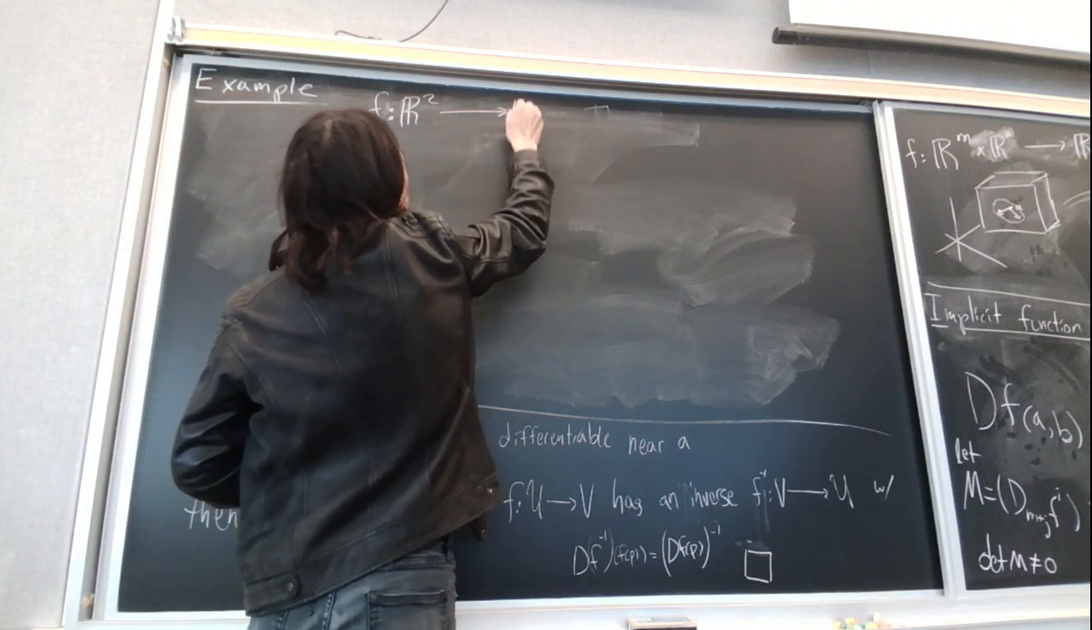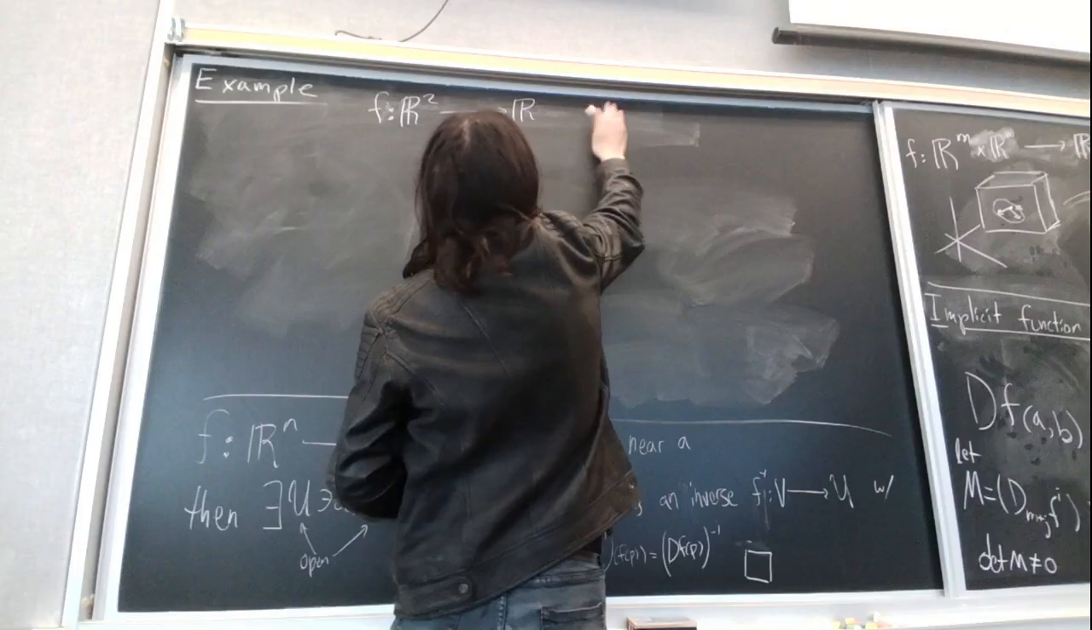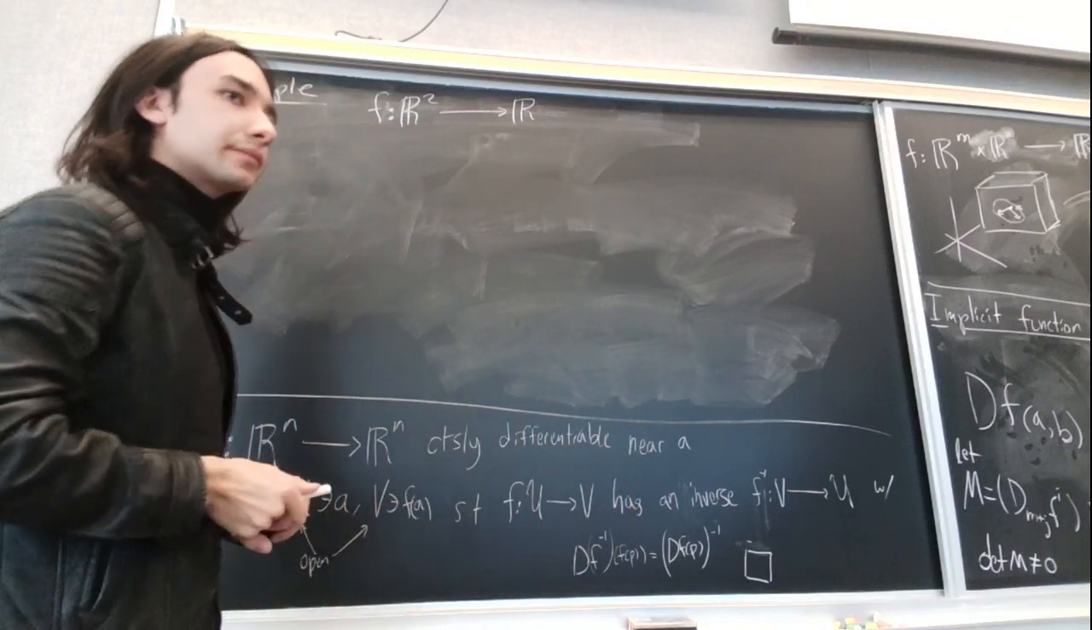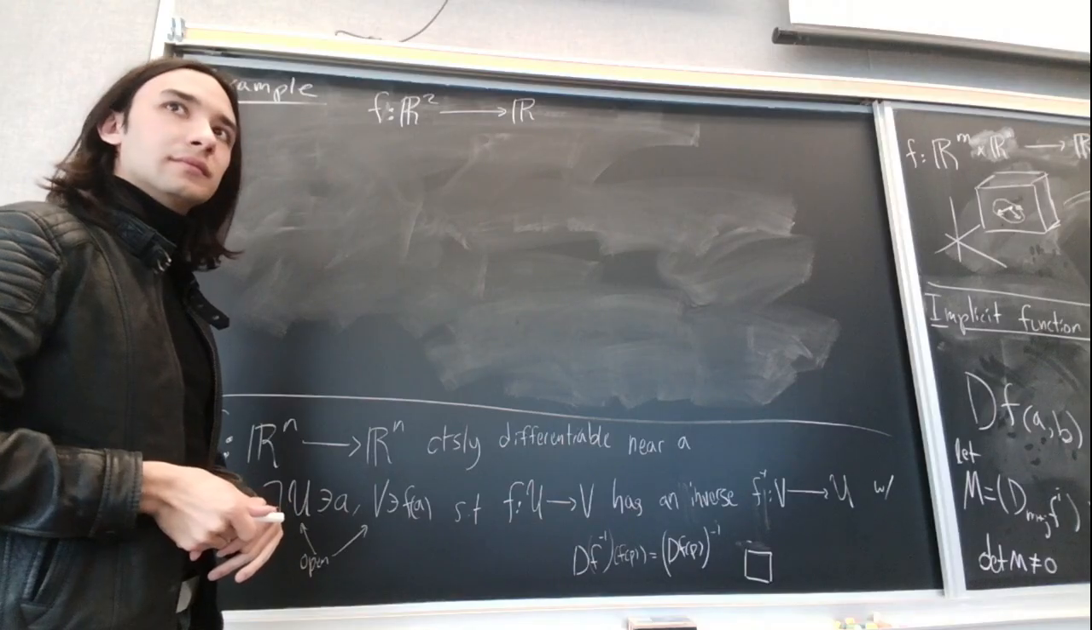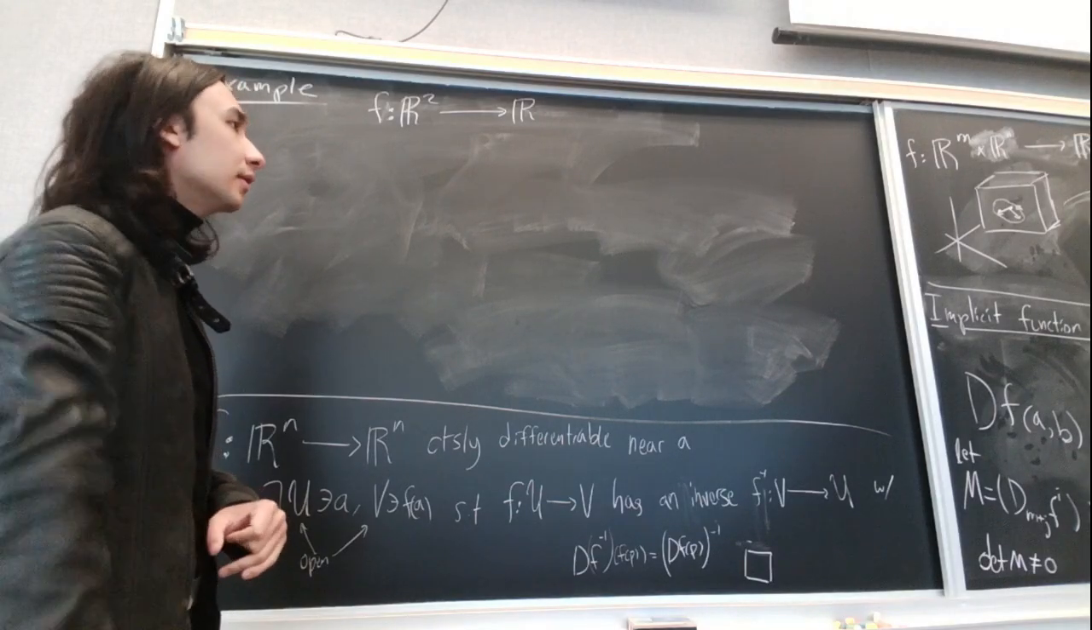But now the claim is that if you wanted a smooth map from R to R2 that was invertible, that cannot happen. And so smooth maps, like smooth structure, sees this difference in dimension. But more on that later.